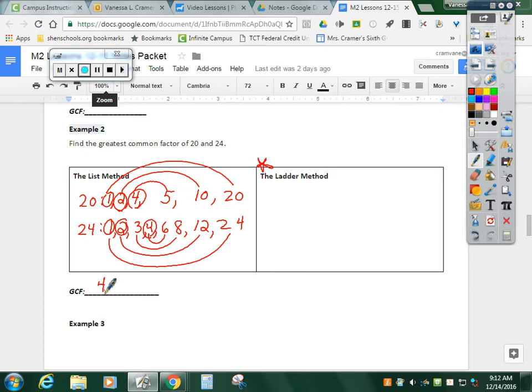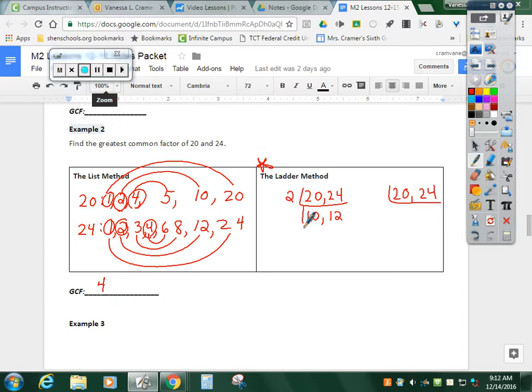So let me show you how easy this is in the ladder method. And I'm going to do the ladder method 2 times. Okay, if you want to take them both down, you can. But I'm going to show you that no matter what you pick to divide 20 and 24 by, you'll always end up with the same greatest common factor. It's kind of cool. Looking at these two, I'm going to start small again. I'm going to say 2 goes into both of them. 20 divided by 2 is 10. 24 divided by 2 is 12.